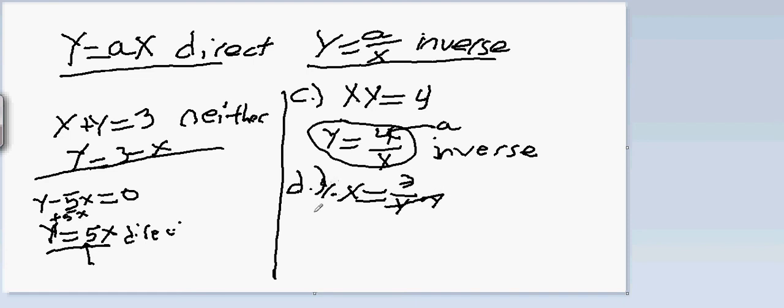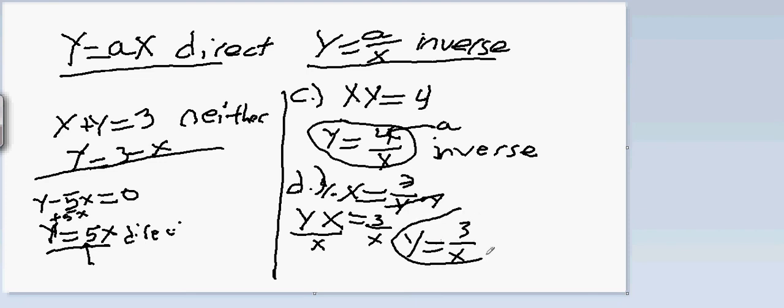So what do we get? We have y times x is equal to 3. And then the next thing that we do is divide by x, and we divide by x. So we finally get y is equal to 3 divided by x. So now this guy, what does he look like? He is an inverse. So this is inverse variation. And the constant of variation for this guy is 3. Why? Because the 3 is the guy that corresponds to letter A.